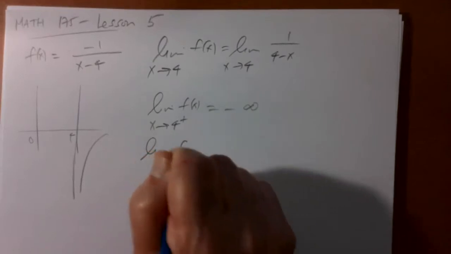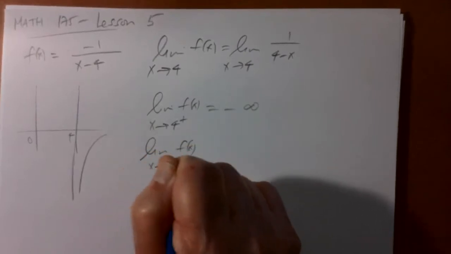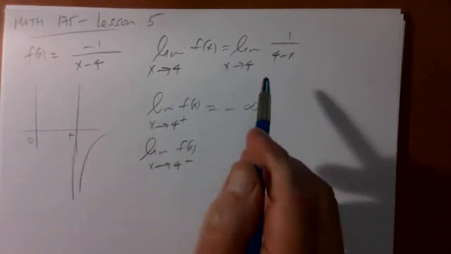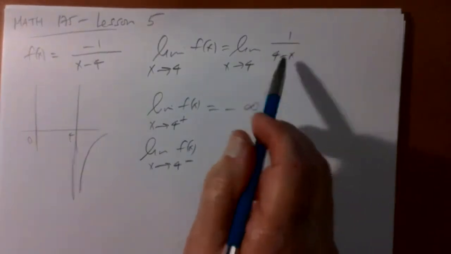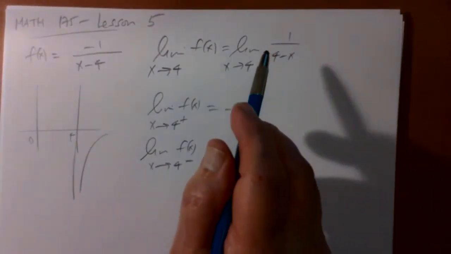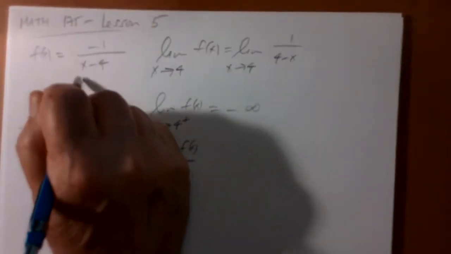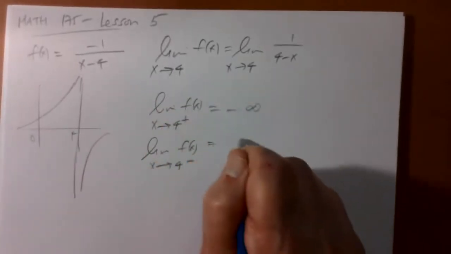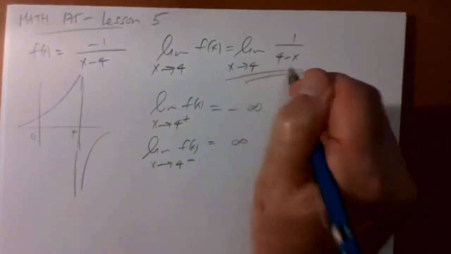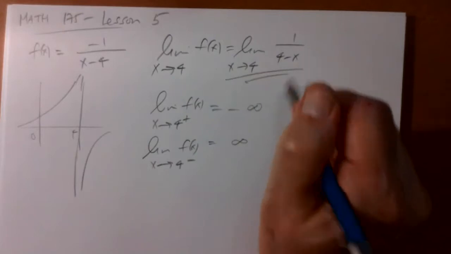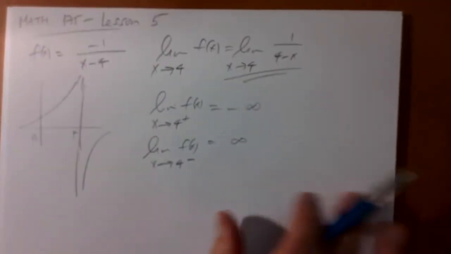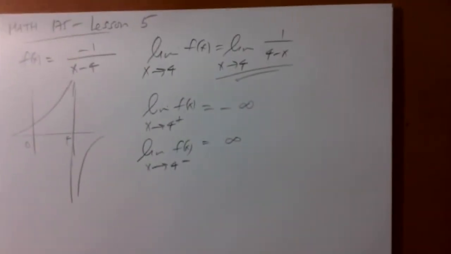But if you take the limit of f of x as x approaches 4 from the left, that's when x is less than 4, this is positive, and the limit is plus infinity. So for this function, you have to look separately at the limits from the right and the limits from the left.